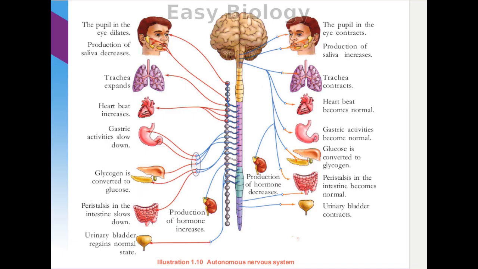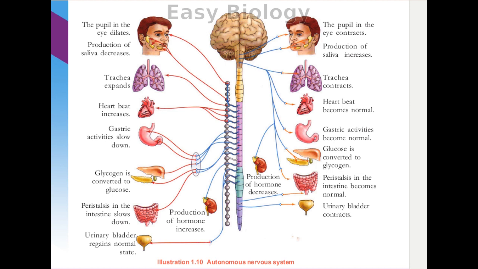The pupil in the eye dilates in the sympathetic system, but it contracts in the parasympathetic system. The production of saliva decreases in the sympathetic system, but increases in the parasympathetic system. In the sympathetic system, the trachea expands, but in the parasympathetic system, the trachea contracts. The heartbeat increases in the sympathetic system, but in the parasympathetic system, the heartbeat becomes normal.